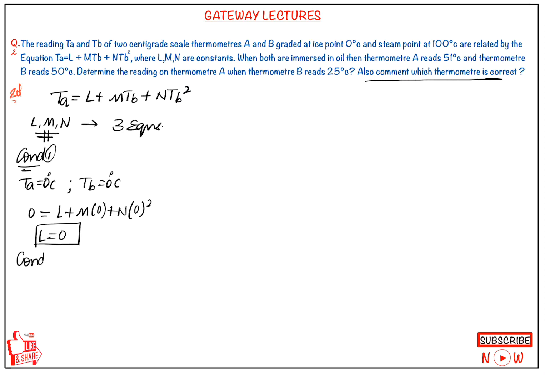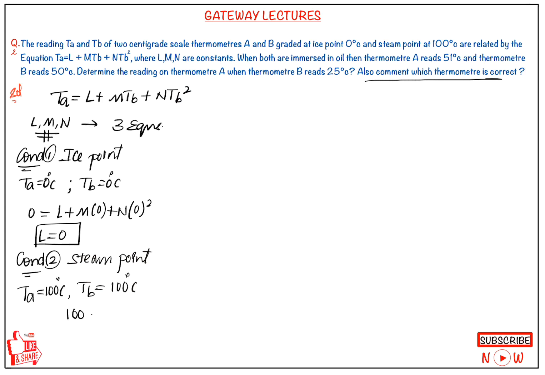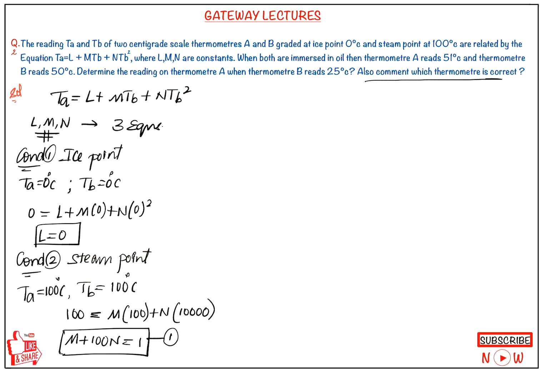For solving the next constant, we take condition 2. Condition 2 is the steam point condition, the other being the ice point condition, because the centigrade scale at ice and steam point are calibrated at the same values. When TA is 100 degrees centigrade, TB reads 100 degrees centigrade. From that, 100 is equal to, L is 0 so no need to write L, M into 100 plus N into 100 square. From here we can get an equation, M plus 100N is equal to 1. This is one condition among M and N. Let this be equation 1.